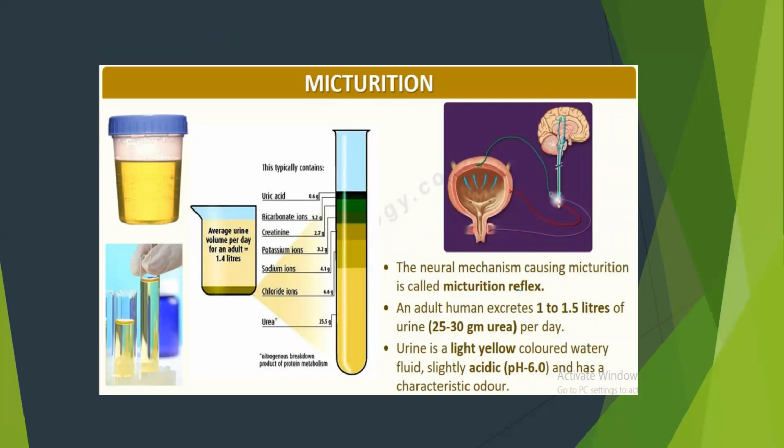The neural mechanism actually helps in causing the micturition. This is known as the micturition reflex. In an adult human, we excrete nearly 1 to 1.5 liters of urine every day. Urine is light yellow in color, and we all know it's a watery fluid, and it's slightly acidic, that is pH 6, and has a characteristic smell.